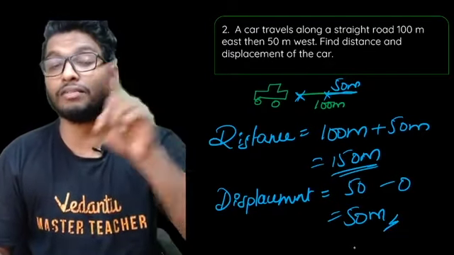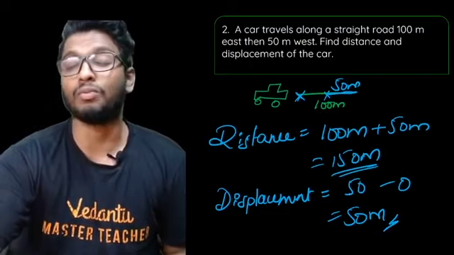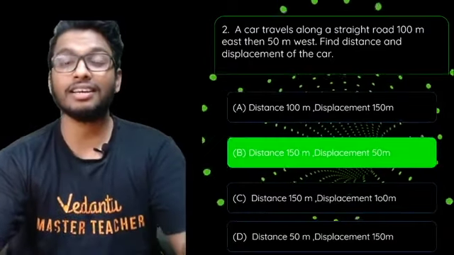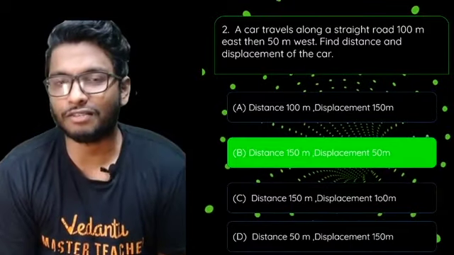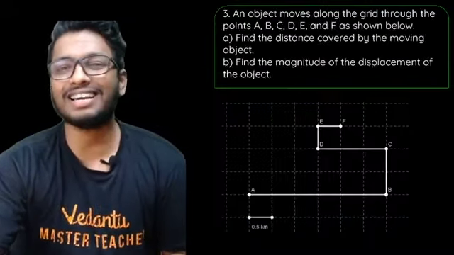So distance is 150 meters, whereas displacement, on the other hand, is 50 meters. That makes option B the right answer, because distance is 150 and the displacement is 50 meters. Simple, guys. All right. With that said, moving on to the next question.